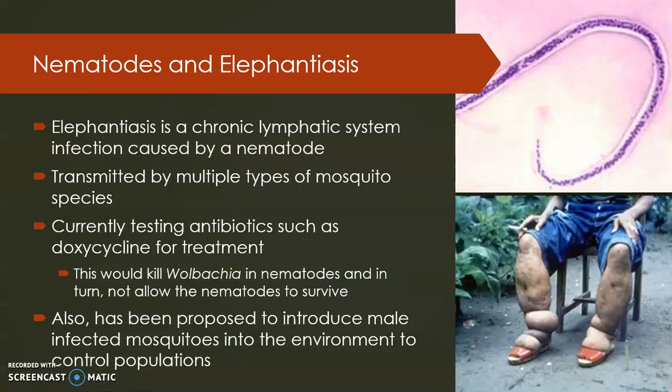The other disease currently being looked at is elephantiasis. This is a chronic lymphatic system infection caused by a nematode and causes extreme extremity swelling, and it's transmitted by multiple species of mosquitoes. Currently, however, it's being tested by using antibiotics as a treatment, and even though this would not kill the nematodes, it would kill the Wolbachia inside the nematodes, which would then allow the nematodes to die since they need the Wolbachia to survive. It also has been proposed to introduce male infected mosquitoes into the environment to control populations, since this combination of male Wolbachia-positive and female Wolbachia-negative would induce offspring who are non-viable.